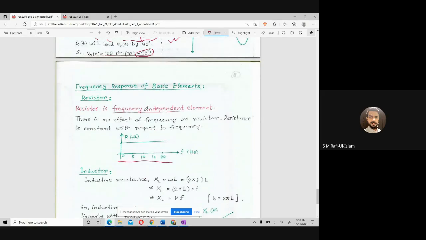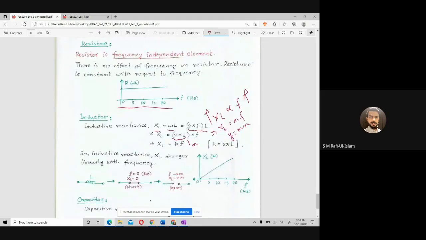How about the inductor? For the inductor, we know the reactance formula XL equals omega L, where omega means 2 pi f. So XL is proportional to f. If I increase the frequency, XL will also increase. If I consider any term other than frequency as a constant, let's say M, we can write XL equals M times f. This is similar to y equals mx. Do you understand?